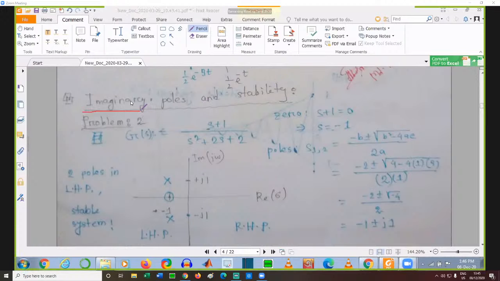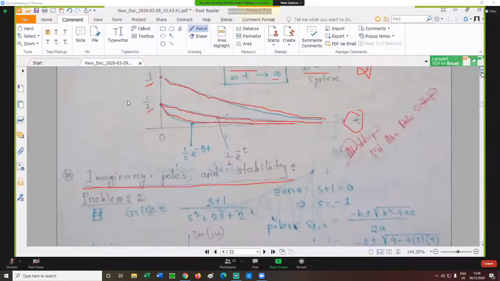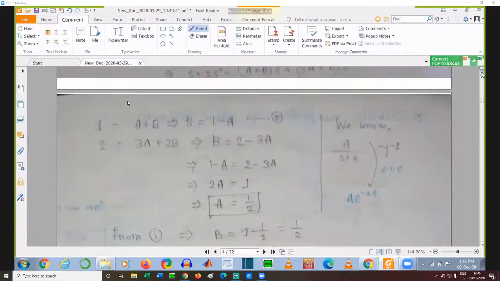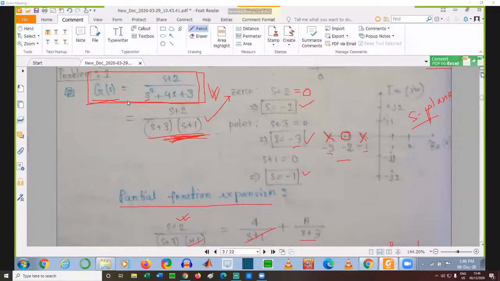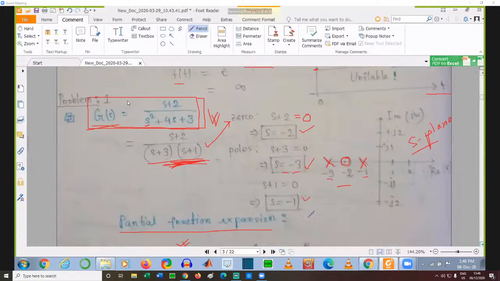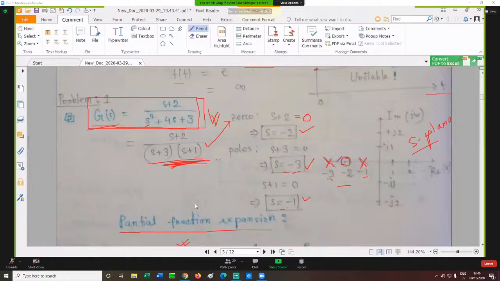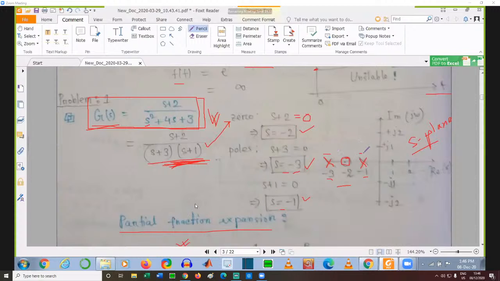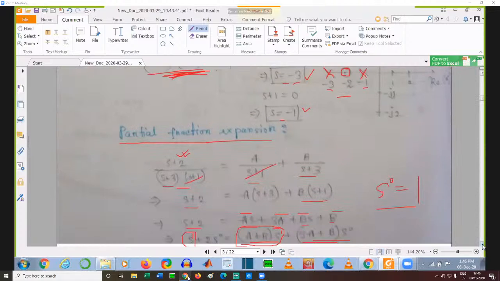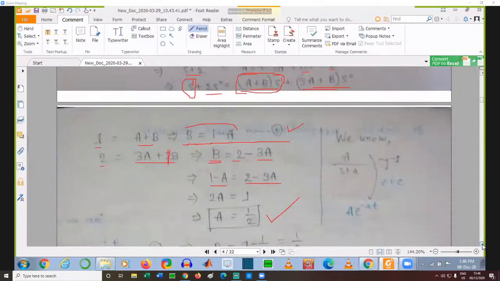In the first problem, you have only real poles, because on the imaginary axis there is no value. For the first problem, you can see only real poles: s equal minus 3 and s equal minus 1. Now, if we get imaginary poles, how can we solve that? Let's check that in the second problem.